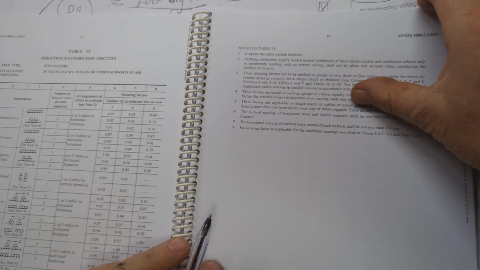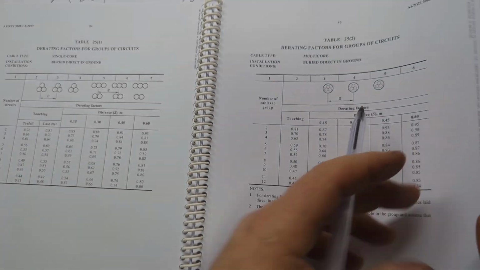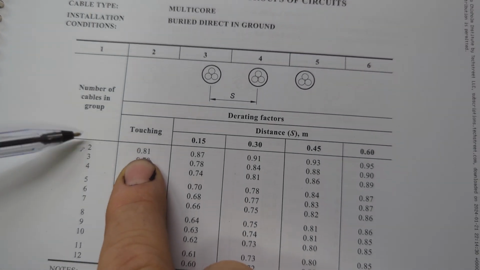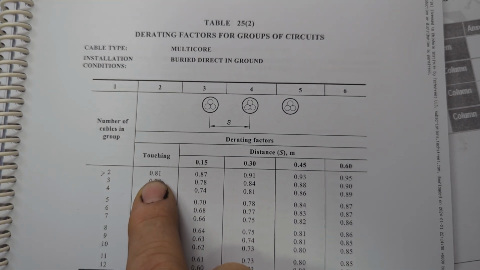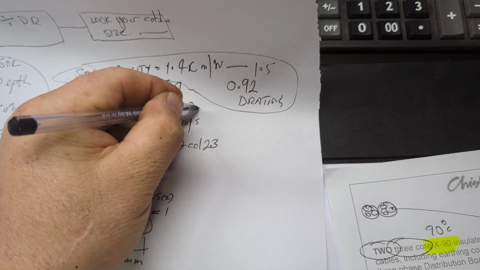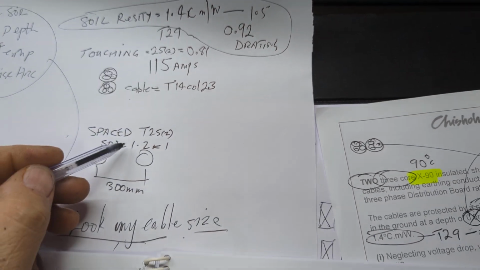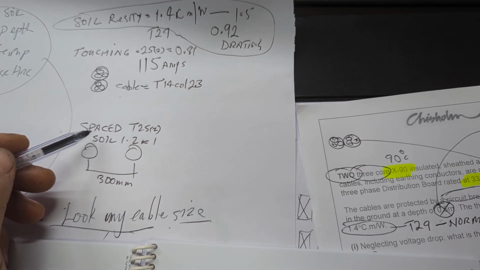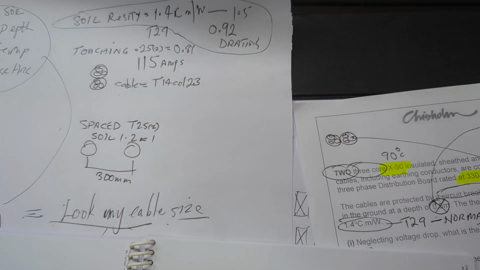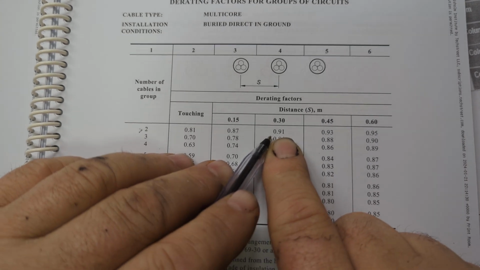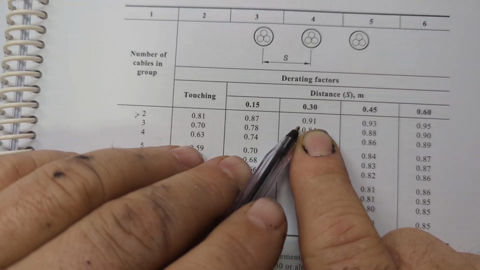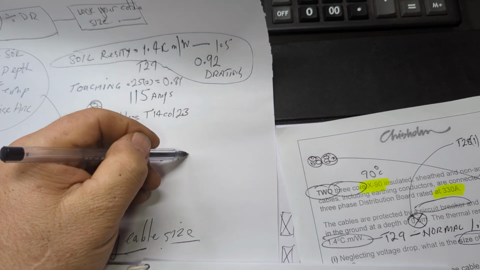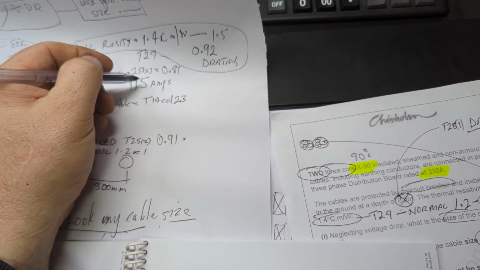23, cable trays. 25.2, we have touching, 2 circuits. Number of circuits 2, touching, 0.81. So 0.81. Here we have cables spaced at 300 mil apart, 0.91. If we have a look here, 0.3 is 0.91. Okay, so let's do the maths over here.